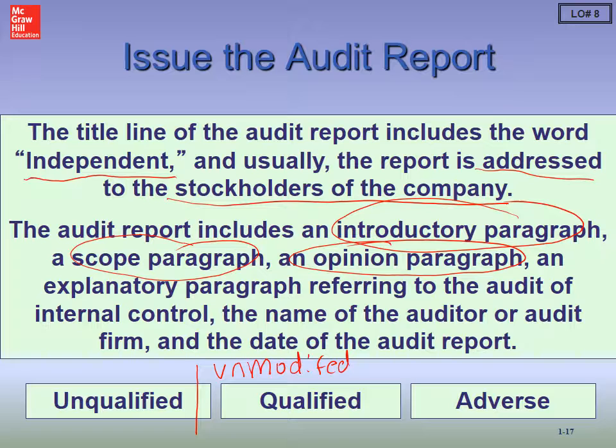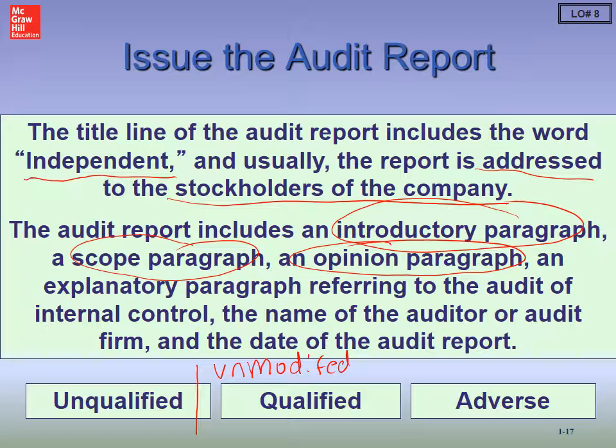And in the introductory paragraph, we say that we have audited these financial statements. The scope paragraph describes the scope of the auditor's work. It says that we applied our procedures in accordance with generally accepted auditing standards. And then the opinion paragraph comes out and says, in our opinion, the financial statements were fairly stated in accordance with generally accepted accounting principles.